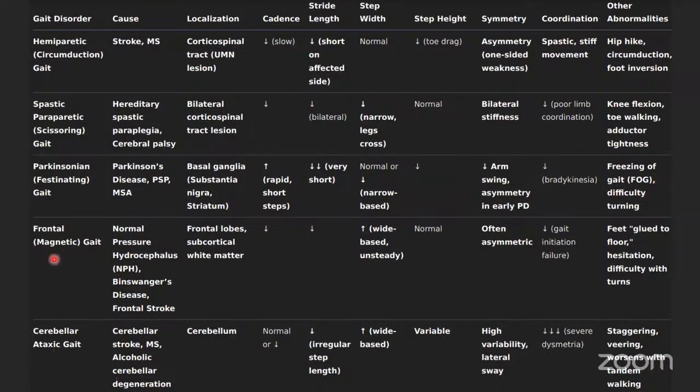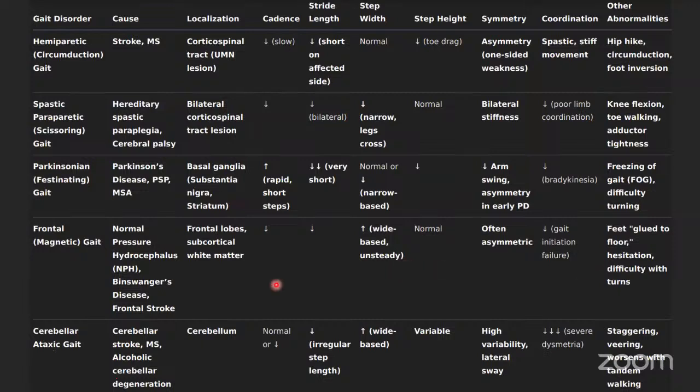While in frontal gait, that is due to normal pressure hydrocephalus or subcortical white matter disease, that is Binswanger disease, and frontal strokes, the cadence is decreased, stride length is decreased, step width is increased. It may be wide-based and unsteady. To compare Parkinsonian gait with frontal gait, there is no freezing noted, although there can be magnetic gait, that is the feet are glued to the floor.